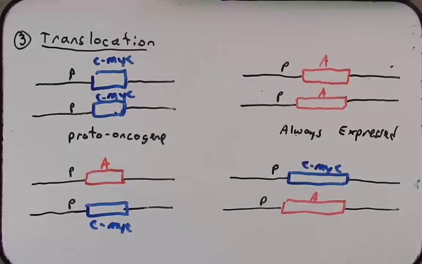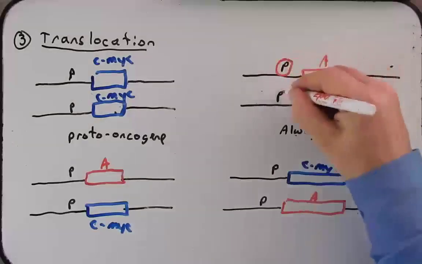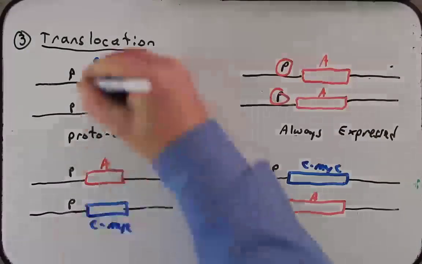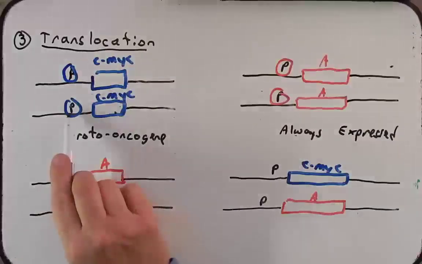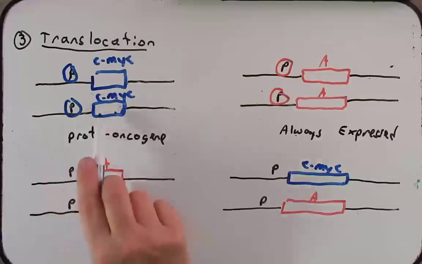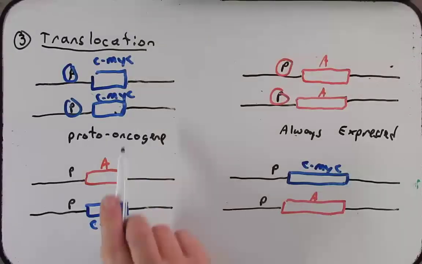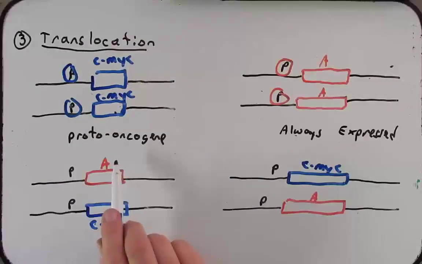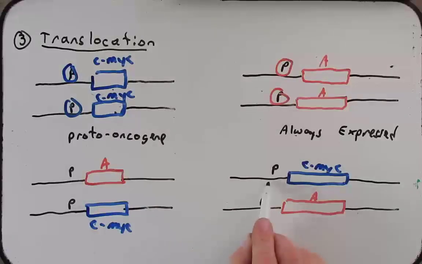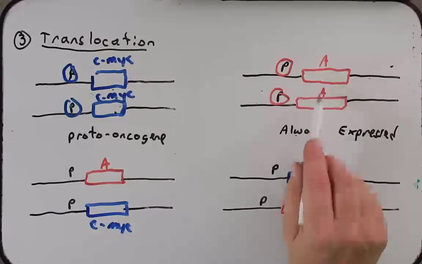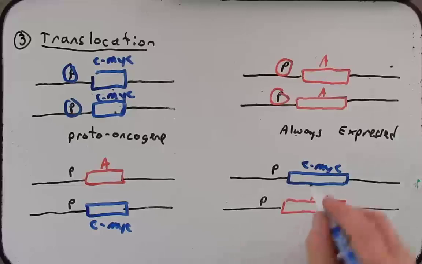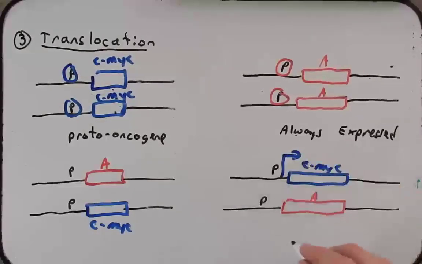Well, remember, we said that this promoter up here is specific for A, and this promoter here is specific for c-MYC. This promoter is going to be highly regulated so that we only activate c-MYC when we want to move the cell cycle forward. So it's highly regulated. But what this translocation has done is it's moved c-MYC next to this promoter that is always expressed, because gene A's promoter is always expressed. So now this c-MYC is always going to be expressed.